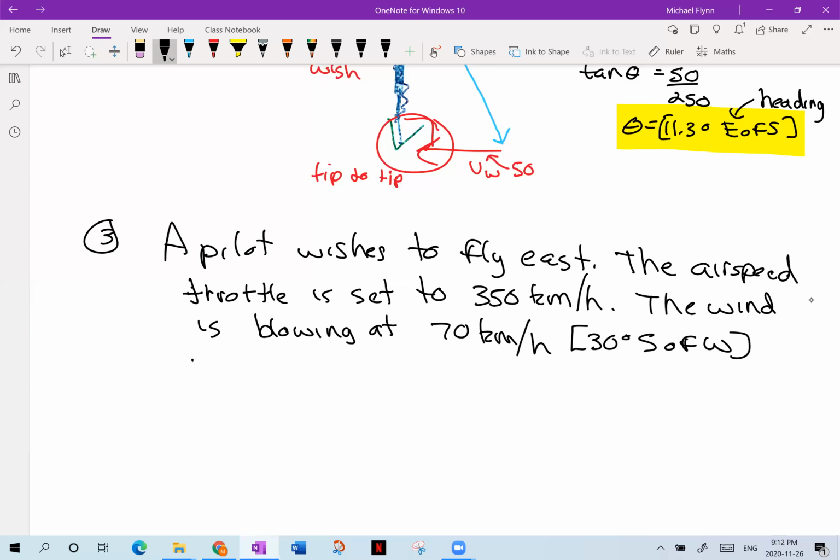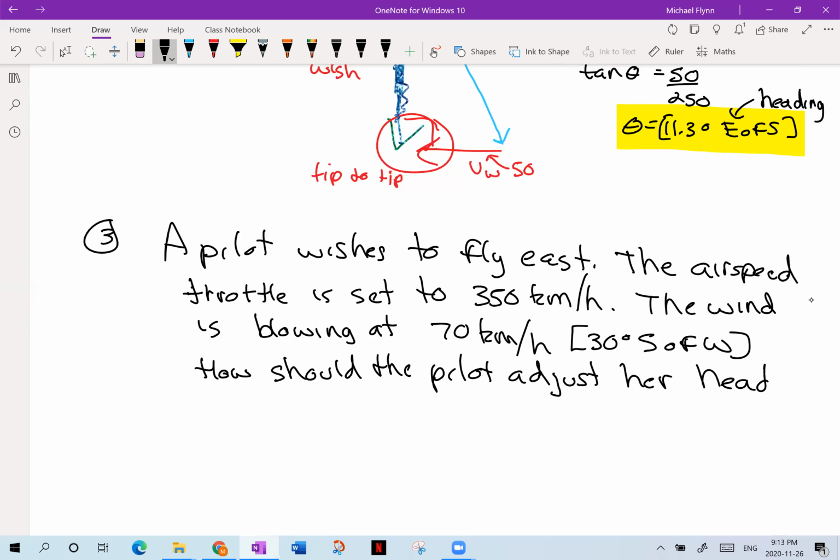Now the question is, what is the heading? What should the pilot, here, let me phrase it differently. How should the pilot adjust her heading? Okay, so how should she adjust her heading? What heading should she take?